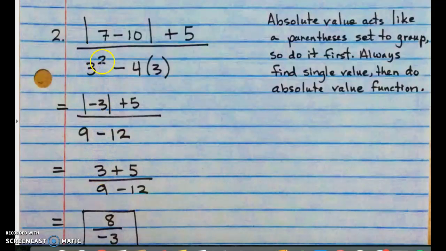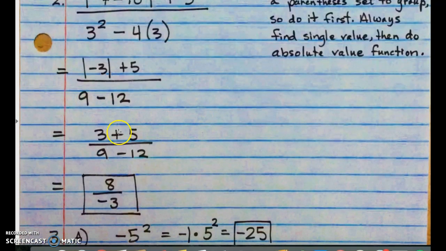Also, 3 squared is 3 times 3, so we've got a 9 there. Then we'll add the tops and combine the bottoms. So we're combining the numerator, combining the denominator, and we get 8 over negative 3.